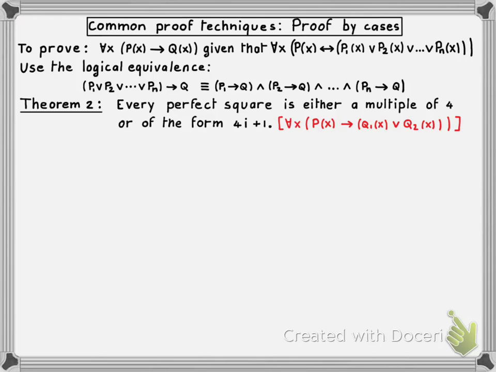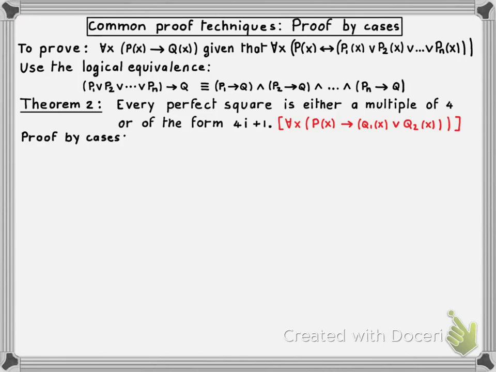So in this particular case, the propositional function q of x is replaced by a disjunction of q1 of x or q2 of x. But of course, the proof by cases applies or breaks down the cases over the hypothesis p of x. So we can still apply the proof by cases technique here by applying cases over p of x. So let's do it.